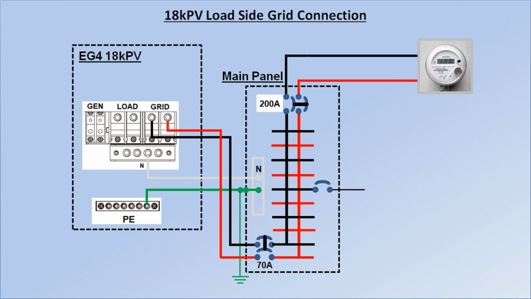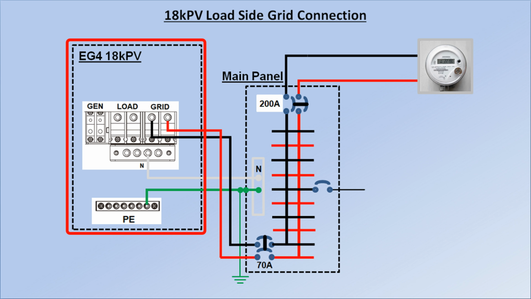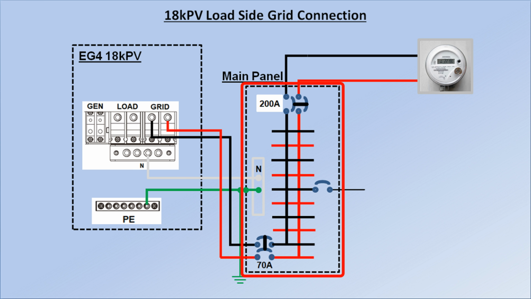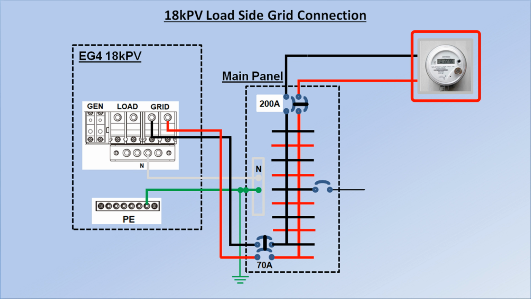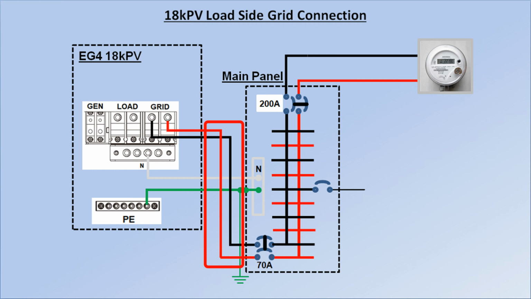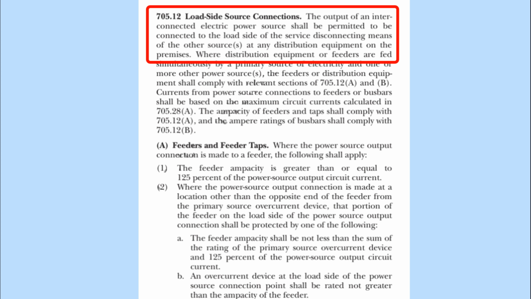This is the pertinent part of that big wiring diagram I displayed a minute ago. This is the 18kPV hybrid inverter. This is the main service panel in a residence. Here's the service meter. This is the feeder from the inverter to the main service panel and vice versa. So all this is saying is that you can connect the output of an inverter to a load center's circuit breaker bus. That's the load side of the main breaker. The source side is the grid side of the main breaker.